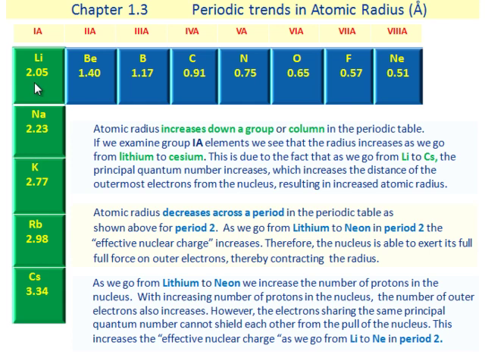As we go from lithium to neon, we increase the number of protons in the nucleus. With increasing number of protons in the nucleus, the number of outer electrons also increases. However, the electrons sharing the same principal quantum number cannot shield each other from the pull of the nucleus. This increases the effective nuclear charge as we go from lithium to neon in period 2.